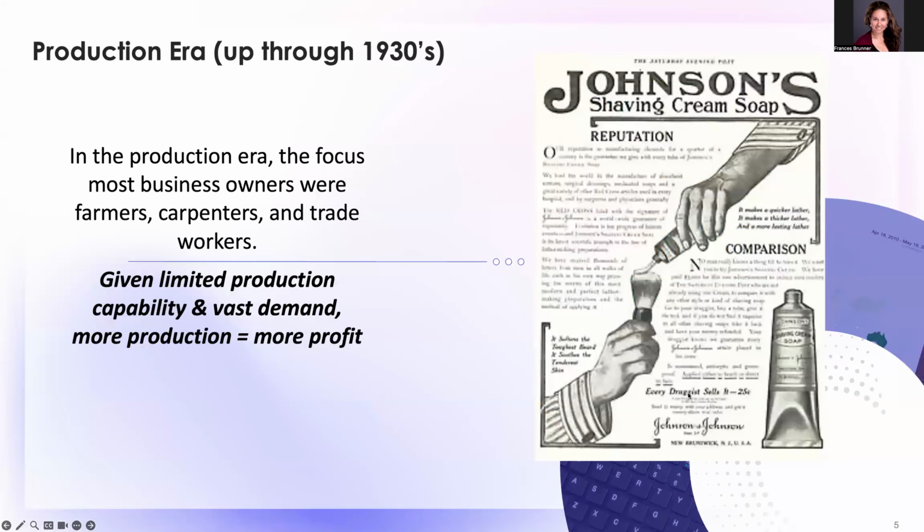During the production era, production was slow, and so the focus was on creating the product, because as much of the product that could be created could also be sold. Therefore, the more we produced, the more profit we were able to earn. This lasted up through about the 1930s.